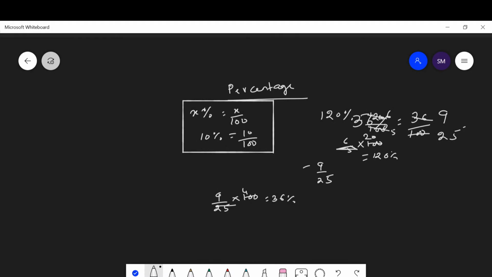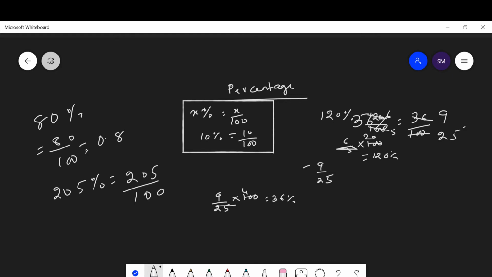In the exam paper, suppose a percentage is given and you are asked to convert it into decimal, how can you convert it into decimal? Suppose 80%. 80% means 80 upon 100, which is equal to 0.8 in decimal form. Suppose 205% is given and you are asked to convert it into decimal, then simply write it with denominator 100, then this is 2.05 in decimal form.